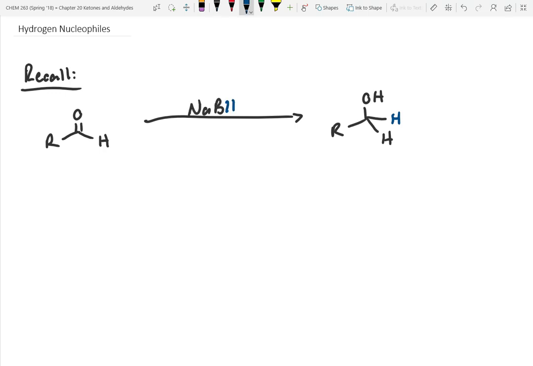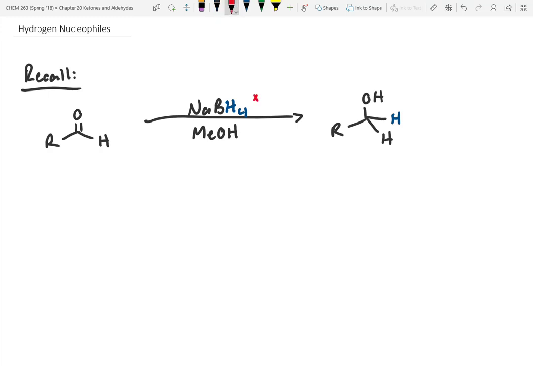And in this case, it's one of the hydrogens here on the BH4 that will get donated in as that blue hydrogen, right? It's important to remember that it's a hydride, not a proton, so it's a hydrogen with a negative charge. In addition to that, you also typically run this in a protic solvent to facilitate protonation of the alcohol at the very end.